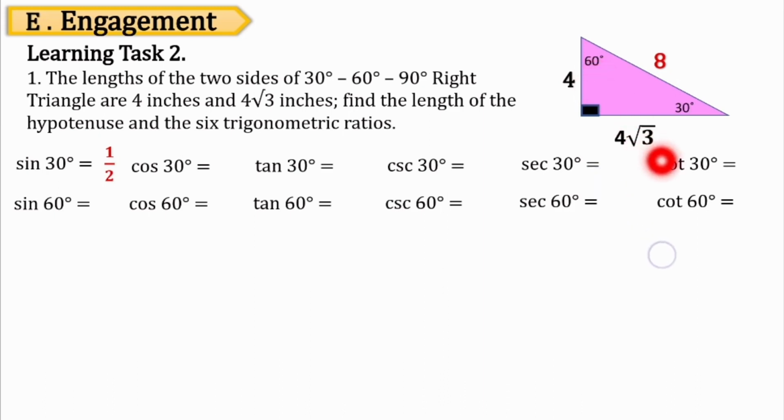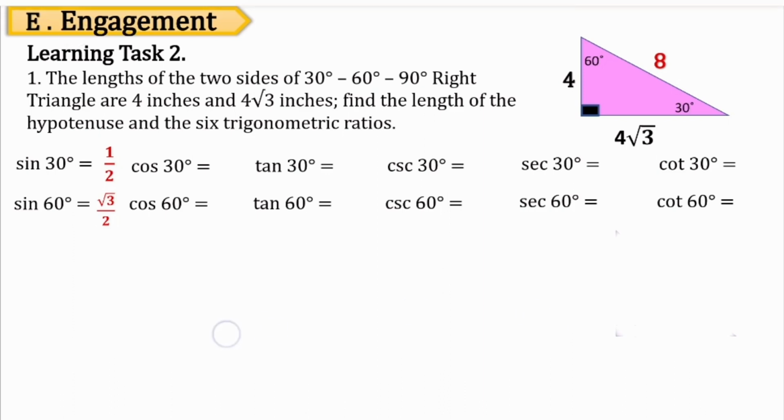So, ang opposite natin ay 4 square root of 3. Then, yung hypotenuse natin, 8 pa rin. So, 4 square root of 3 over 8. Then, kunin lang natin yung ating lowest term, simplify natin. So, ang magiging final answer natin ay square root of 3 over 2.